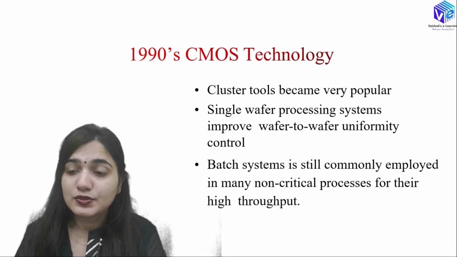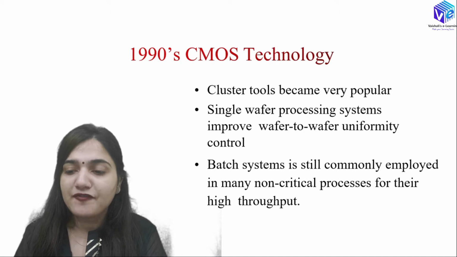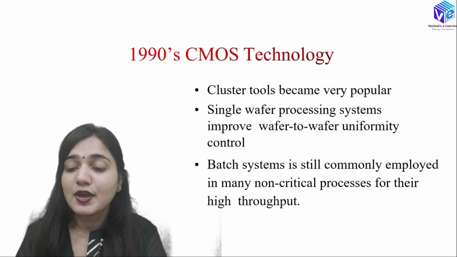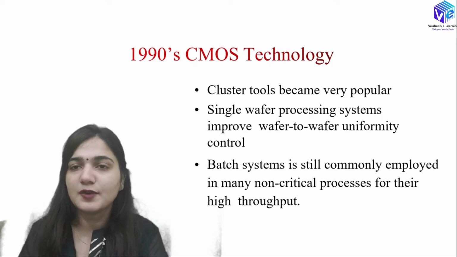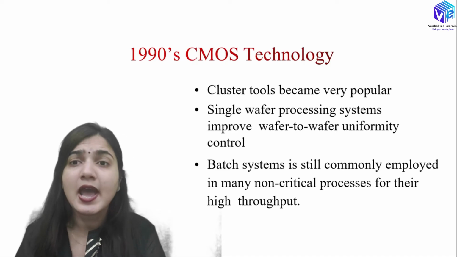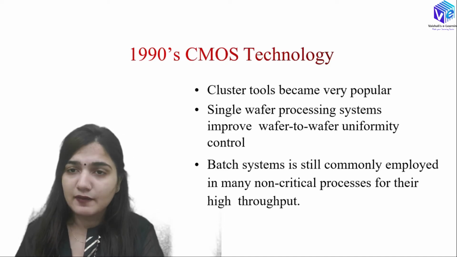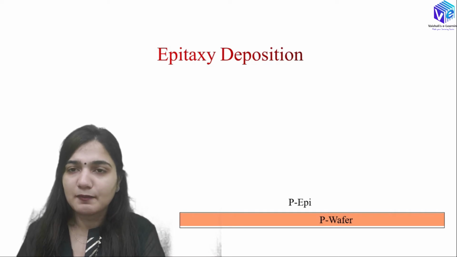Right, so we were using the single wafer processing system when we wanted a better wafer to wafer uniformity. The batch system was commonly employed in many non-critical processes for their high throughput. In the batch processing system, we were having a lot of wafers which are processed simultaneously, but in the single wafer process, as the name suggests, I am just processing a single wafer at a time. So let's understand all of these things with the help of the pictures.